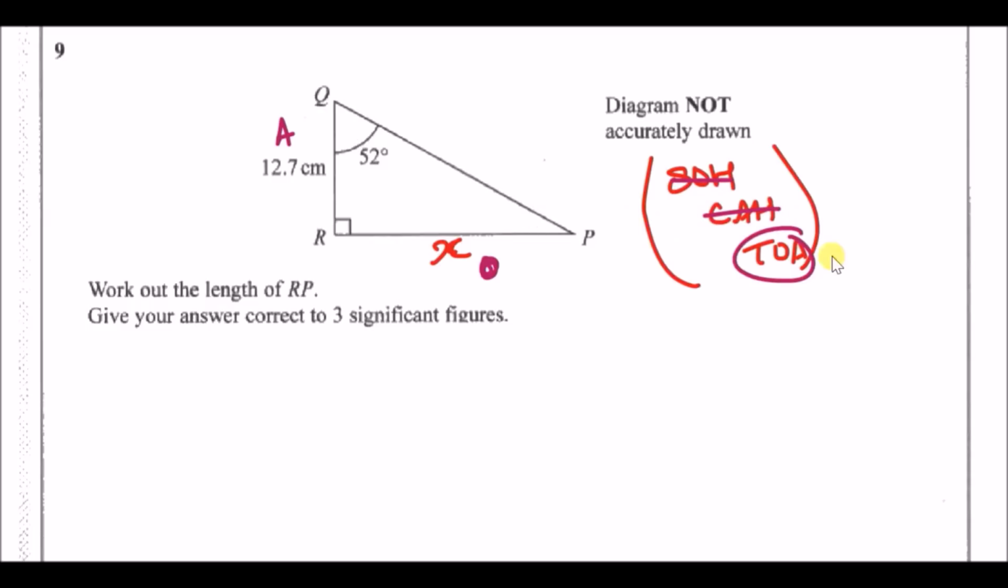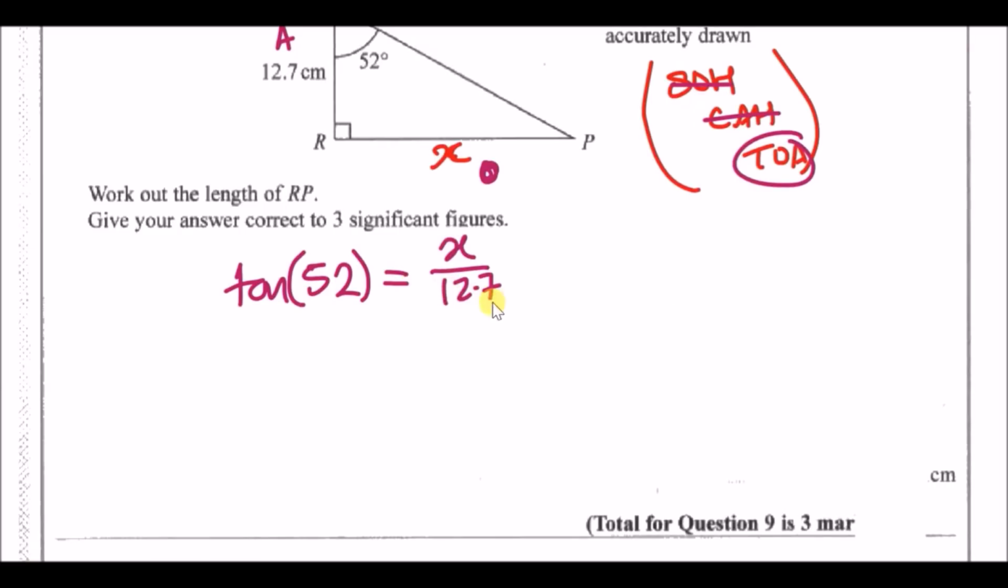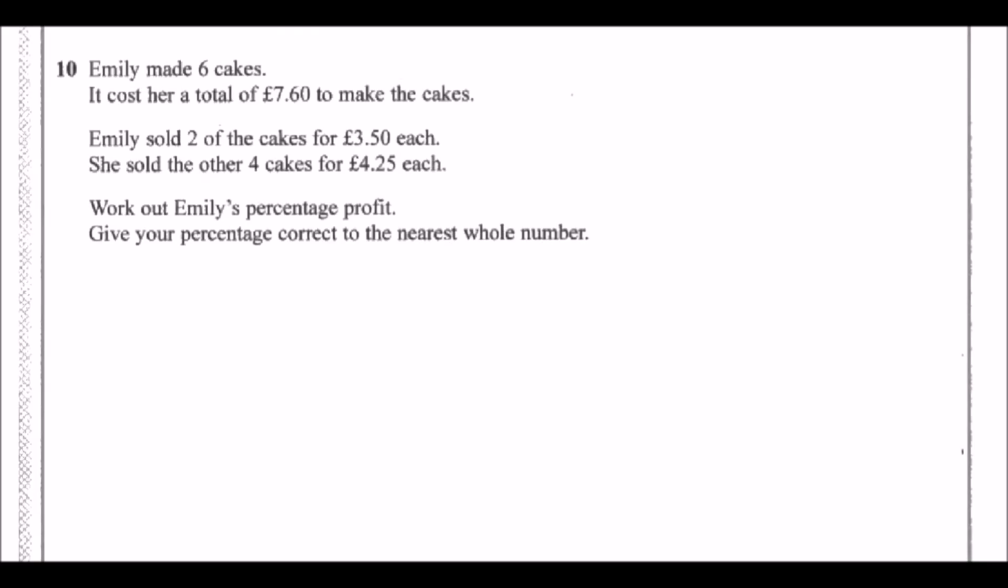So when you have TOA, it literally represents the tan, T for tan, of the angle 52 must equal opposite over adjacent. So opposite is X over adjacent, which is 12.7. Okay, now all you literally do is just rearrange to find X, and you can do that by multiplying 12.7 across. So you're gonna have 12.7 times tan 52 equals X, and putting that in a calculator, you're gonna get, to three significant figures, 16.3 centimeters.